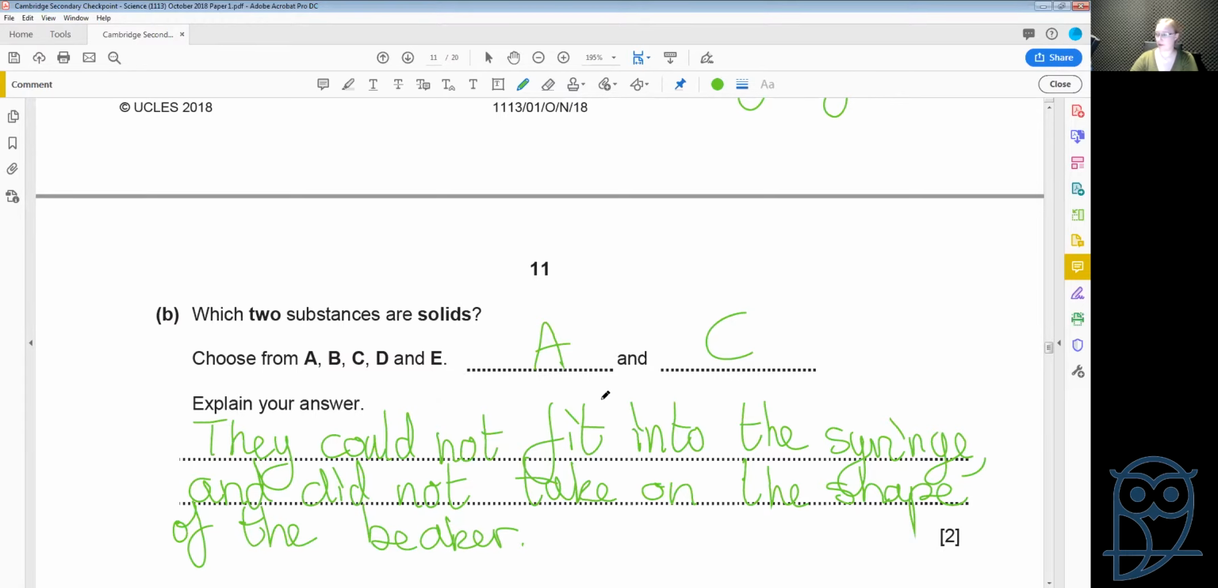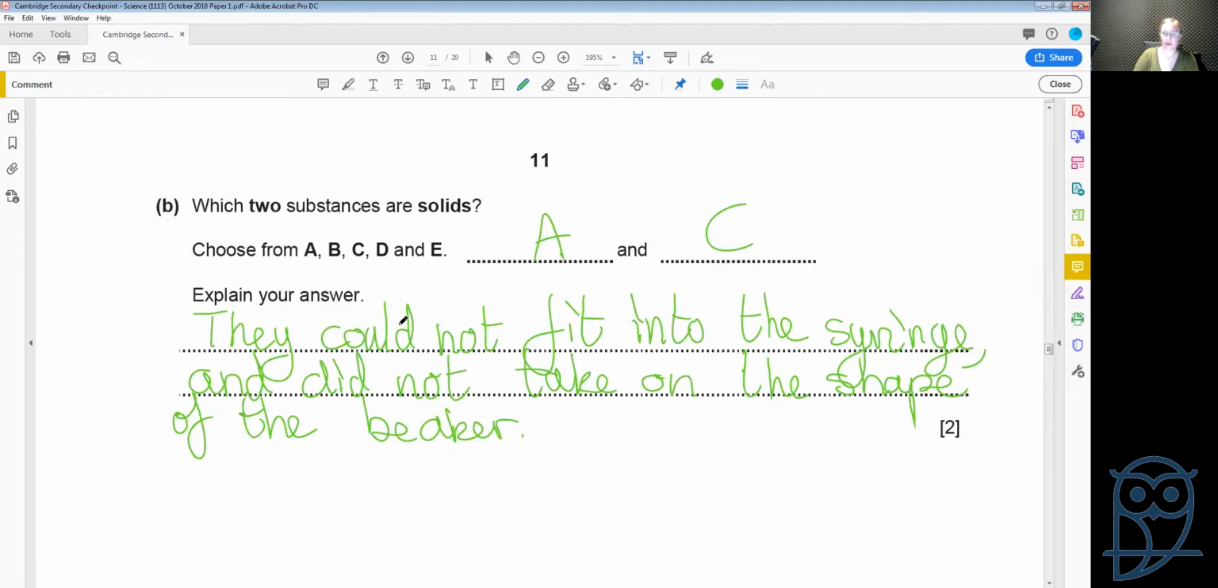Now you need to give a property of solids that supports this and not just state the reasons they gave in the tests up above. So here, our property of solids is solids can't change shape easily.